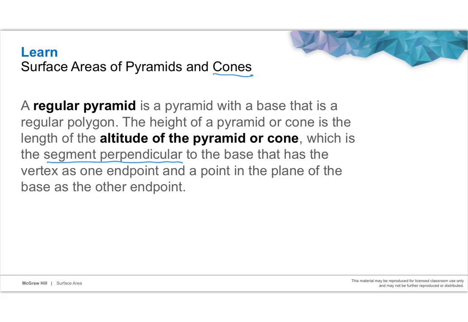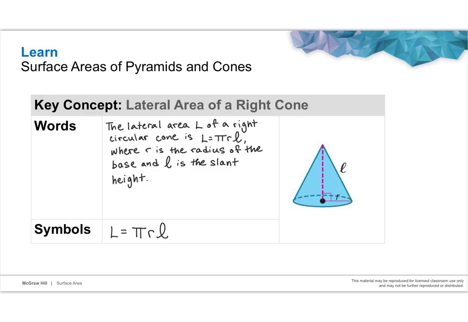The vertex at the top, the point at the top of the cone, is one endpoint, and then essentially a point in the plane of the base. Usually it's the center of the base if we're dealing with a right circular cone. That is going to be the other endpoint. So it's almost like a string that goes right through the middle of it. And here is that diagram that illustrates that. So this dotted line here is going to be your altitude, or your H in your formula.